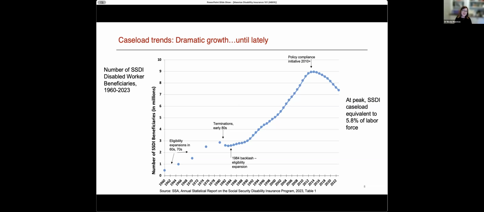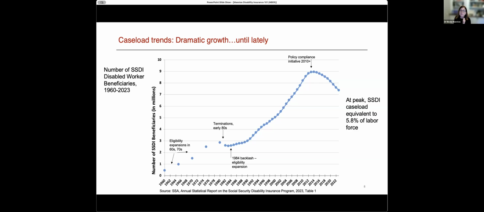The other thing you might know about the SSDI program is that it was accused, perhaps rightly, although I'm not so sure about that, the more I study it, of runaway growth over time. What I'm showing you is the number of SSDI beneficiaries in millions on the vertical axis, over time from 1960 through 2023. The program began in 1956, so this is the first data point we have, in 1960. And you see that the program grew. It really doubled, tripled, quadrupled in these early years as eligibility was expanded. The program was initially aimed at older men.